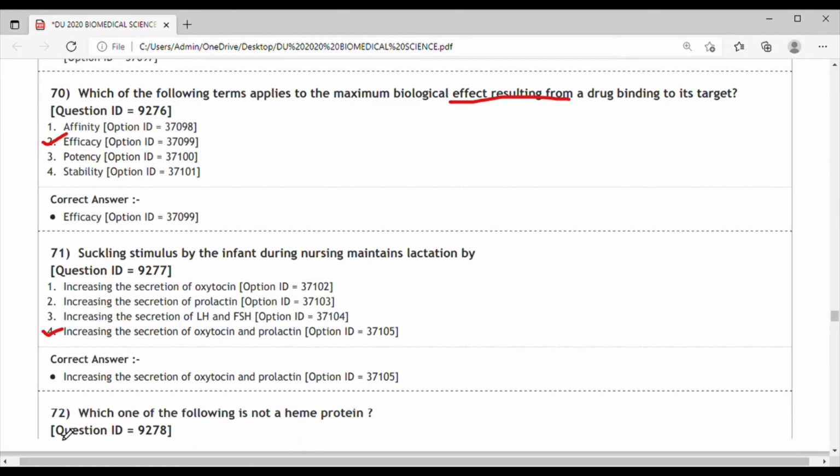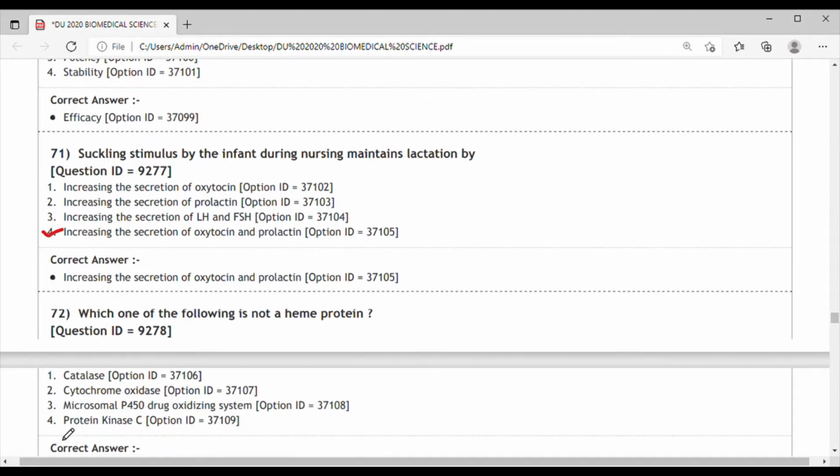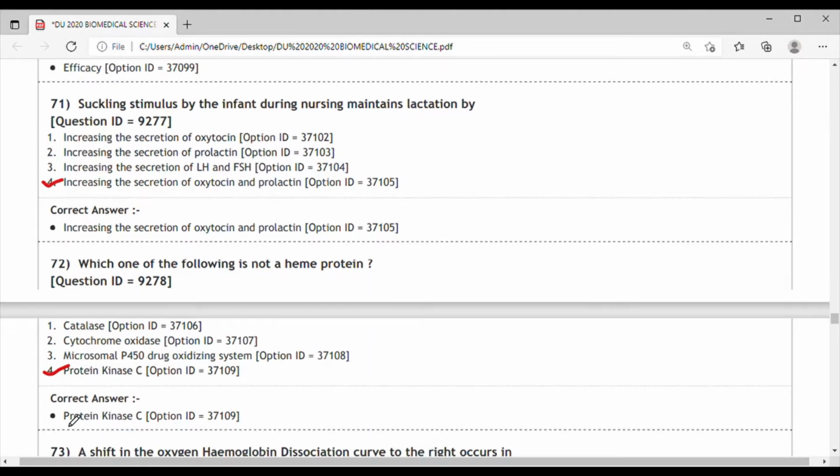And this next question, question 72. Which of the following is not a heme protein? Option 1 catalase, option 2 cytochrome oxidase, option 3 microsomal P450 drug oxidizing system, option 4 protein kinase C. Basically these all three, the catalases, cytochrome oxidases and the microsomal P450 drug oxidizing systems all include in the heme proteins, and the protein kinase C is not a part of the heme protein. So the correct answer is option 4.